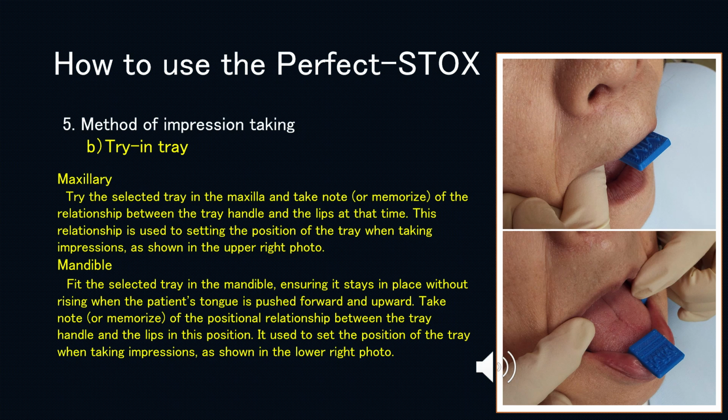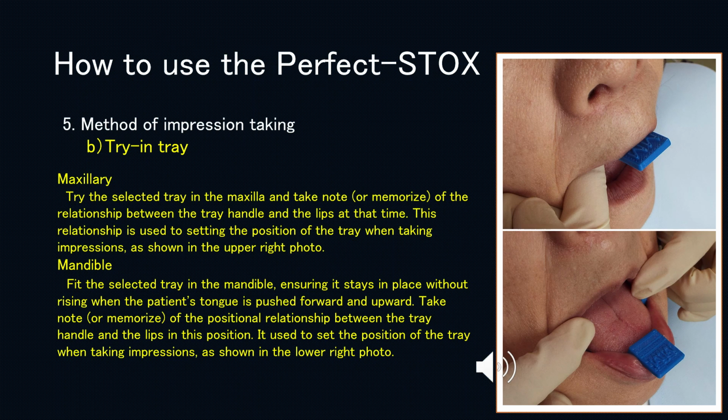5. Method of impression taking. B. Try and tray. Maxillary. Try the selected tray in the maxilla and take note, or memorize, of the relationship between the tray handle and the lips at that time. This relationship is used for setting the position of the tray when taking impressions, as shown in the upper right photo.